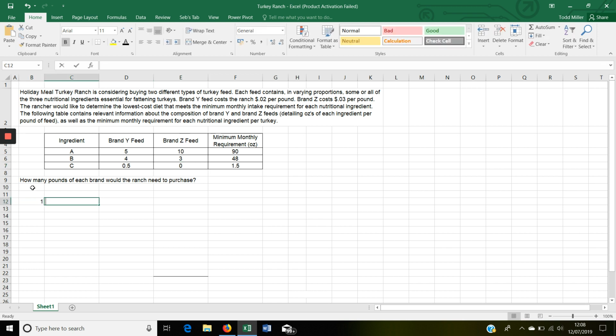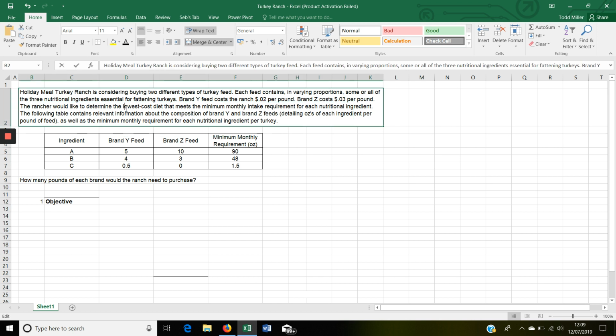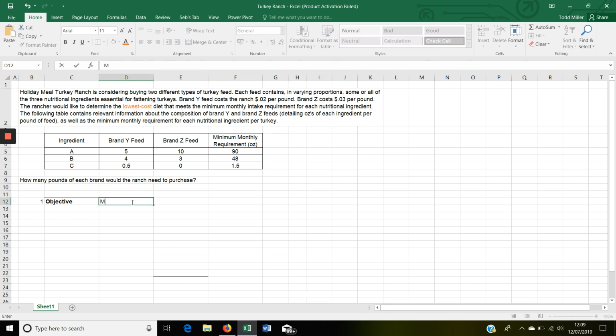First thing we need to do, as always, what is our objective? Well, from the information we deduce, because it tells us, that we're looking for the lowest cost, and therefore we are trying to minimize that cost.